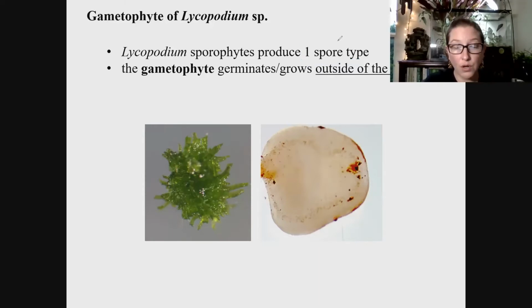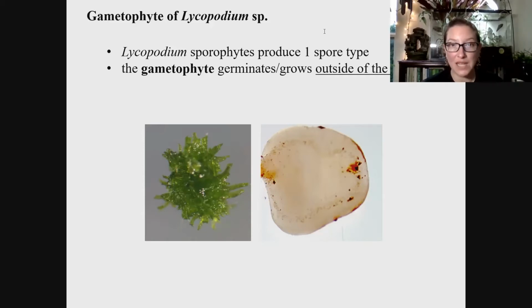And that spore is going to grow. When you hear the word grow, things should be going off in your brain. When you hear the word grow, you say? Mitosis. Right? So if you hear the word grow, you should automatically think, oh, right, mitosis. But Lycopodium makes one type of spore. The sporophytes make one type of spore. That spore is going to grow via mitosis into gametophyte plants.